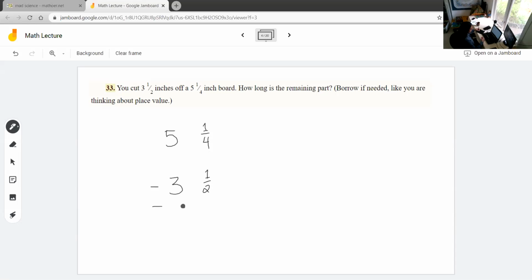I can do the same thing, say we need a common denominator. So let's change this 1/2 into 2/4. But now I'm kind of stuck and want to do 1/4 and take away 2/4. So that's not going to work. I don't have enough quarters to take away the 2 of them. So I need to do something else. What should I do?